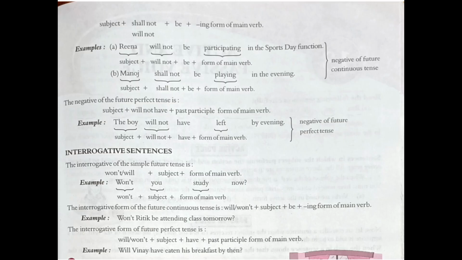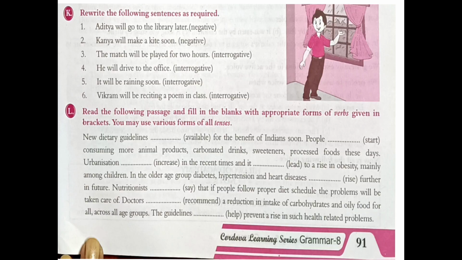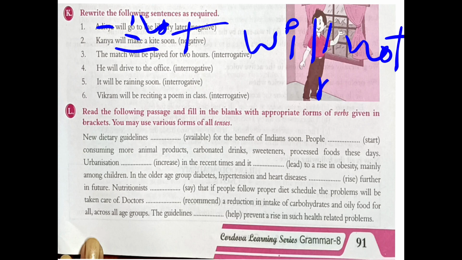Now look at this. These are some structures which you need to learn: how to make negative, how to make positive, how to make an affirmative sentence, how to make negative in future perfect sentences. So these are very easy things which you can make easily. Now rewrite the following sentences as instructed. Here you need to change it into negative. Aditya will go to the library. Simple. Between will and go, use not. Okay, use not. So what will be the correct option? Aditya will not go to the library. Kanya will not make. Again with will and make you need to use not. Will not make.